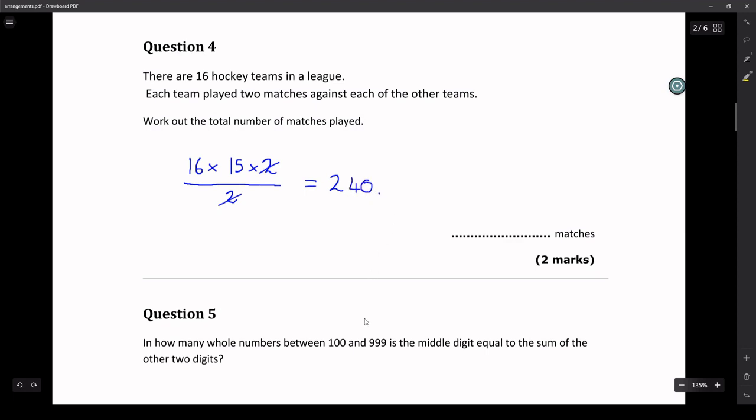240 games. If you want to think of a similar question, the Premier League in football has 20 teams and it follows a similar pattern. So if you've got 20 teams and each team plays 2 matches against each of the other teams, how many matches are there in total?